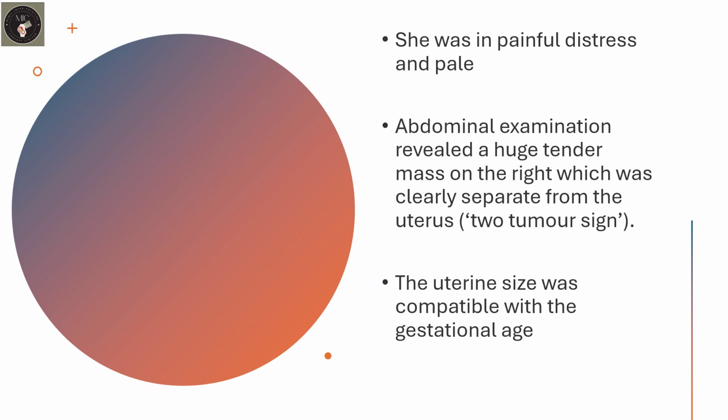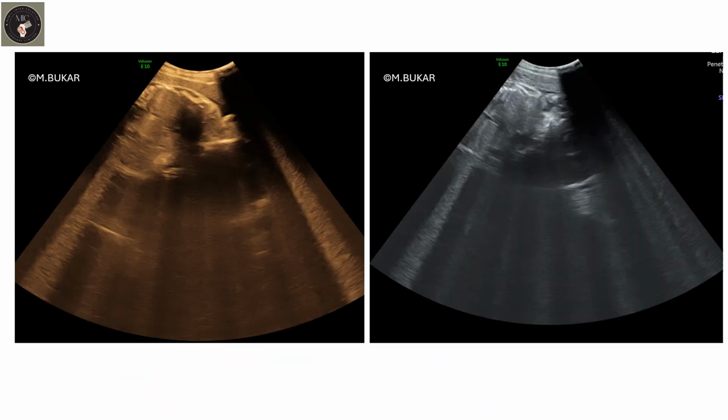She was in painful distress and pale. Abdominal examination revealed a huge tender mass on the right. It was clearly separate from the uterus. It appears more like a tumor, obstructed labour. However, the uterine size was compatible with the gestational age.